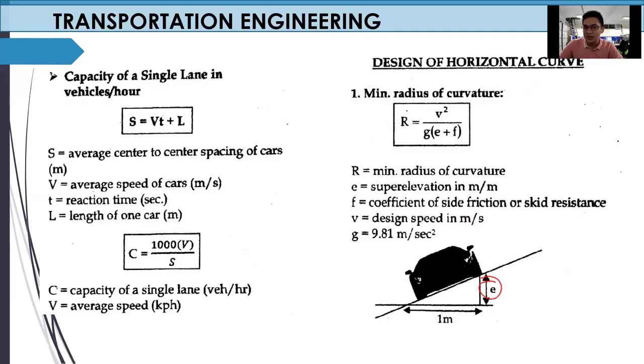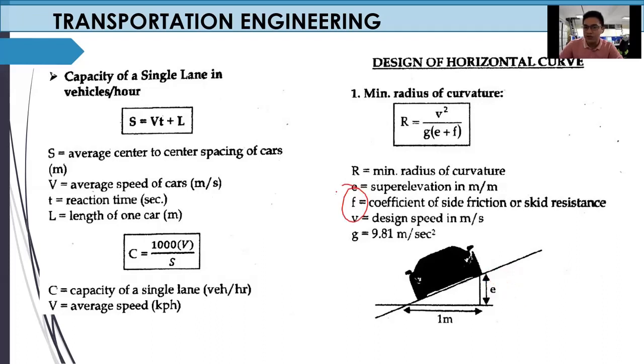Okay, so that is R, that is our minimum radius of curvature, that is equivalent to V squared divided by G multiplied by E plus F. So ano yung mga variables dito? Ang E na yung tinatawag natin na super elevation. So therefore, if you have here a curve, na naka-elevate siya, yan yung elevation ng ating curve. Super elevation ang tawag kanya.